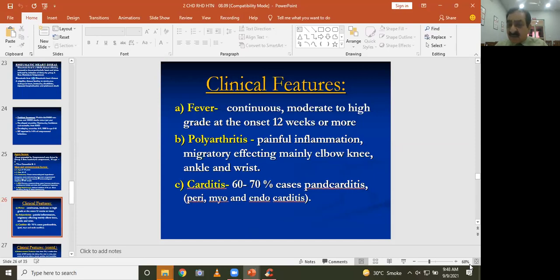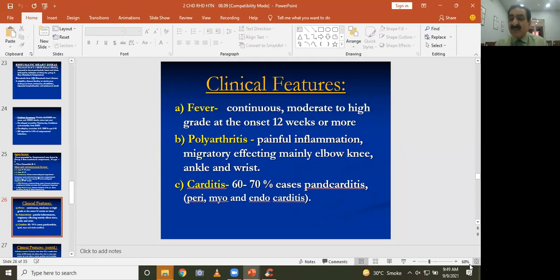Then there is polyarthritis. This is very important and it is very special. What is polyarthritis? Polyarthritis is inflammation of multiple joints. There is inflammation of the big joints of the body, particularly the knee joint, then the elbow joint, then the wrist joint, and even the ankle joint is involved. But in a few cases, the interphalangeal joints of the hand may be involved, but that is rare.